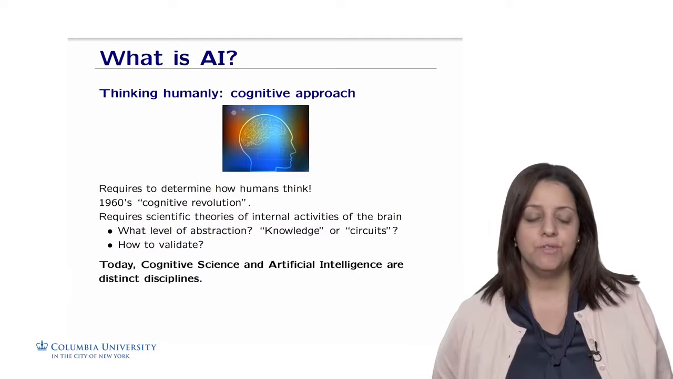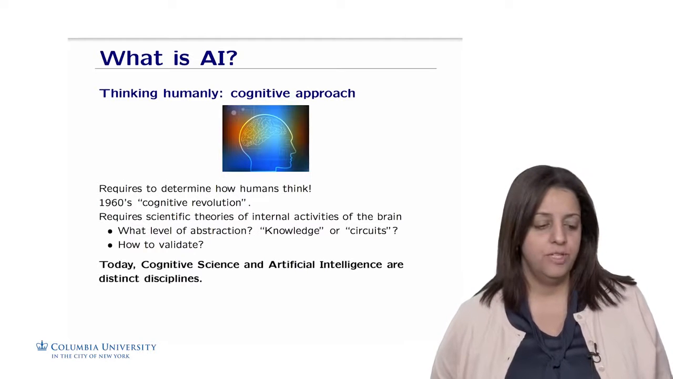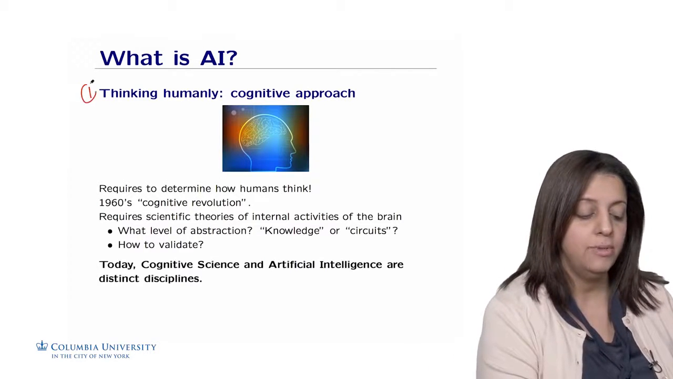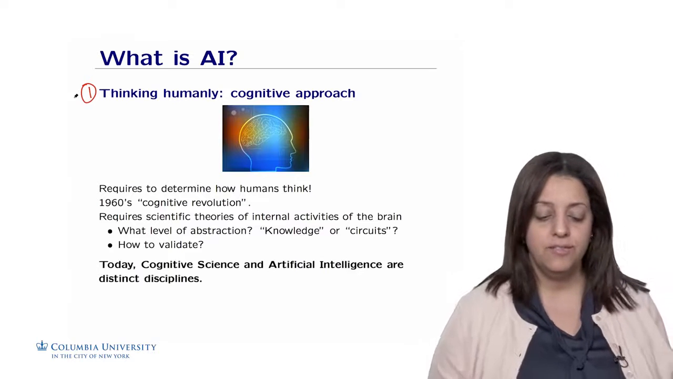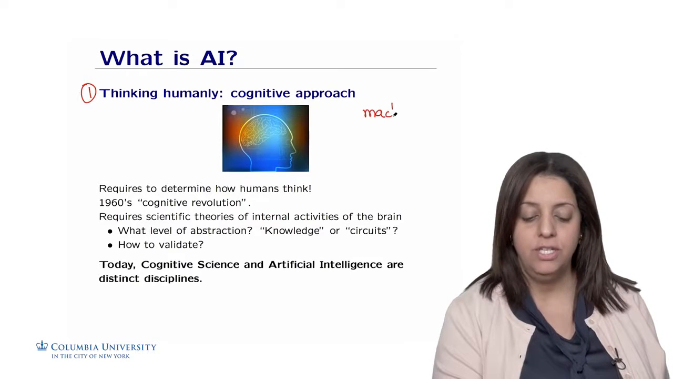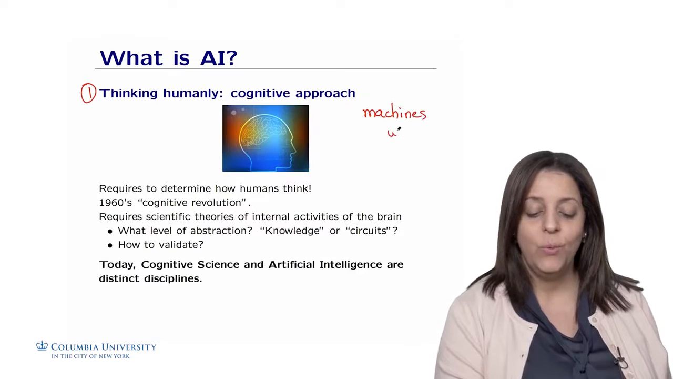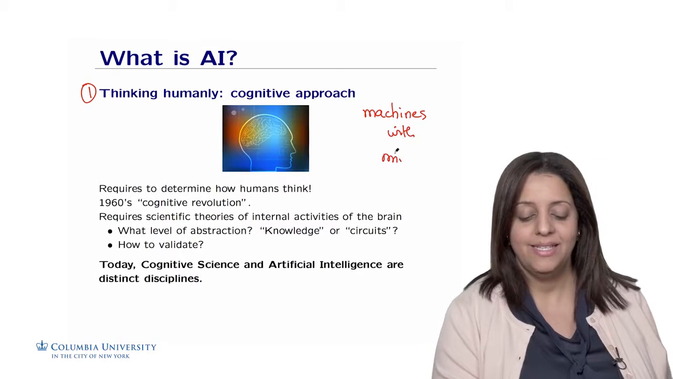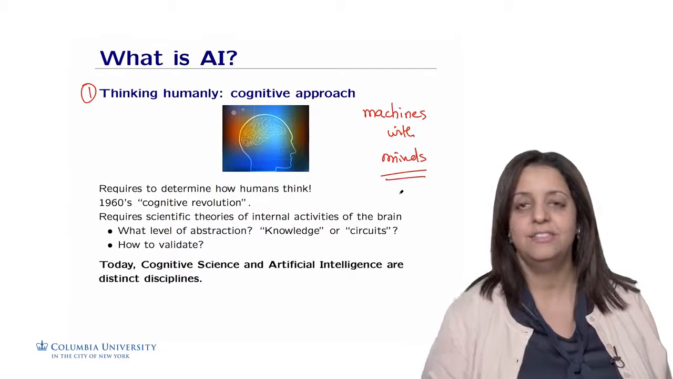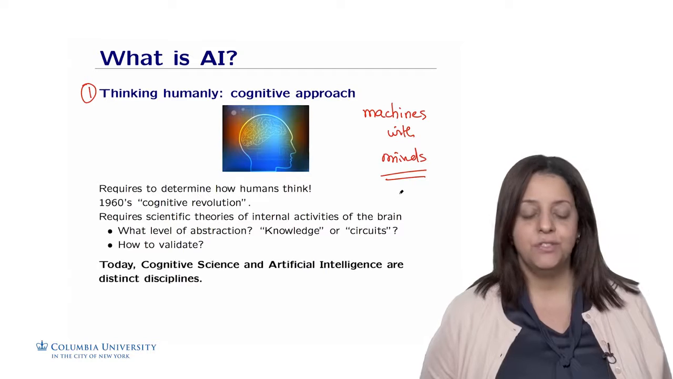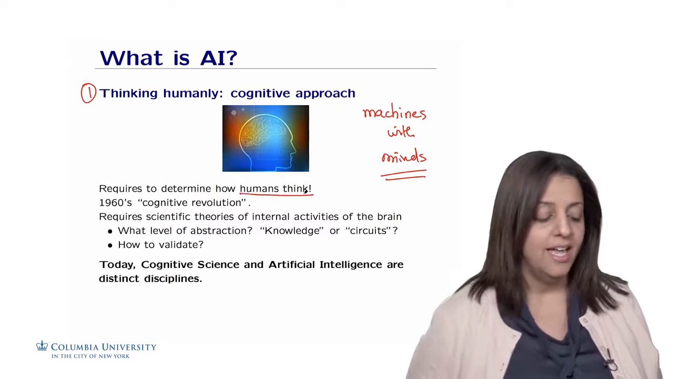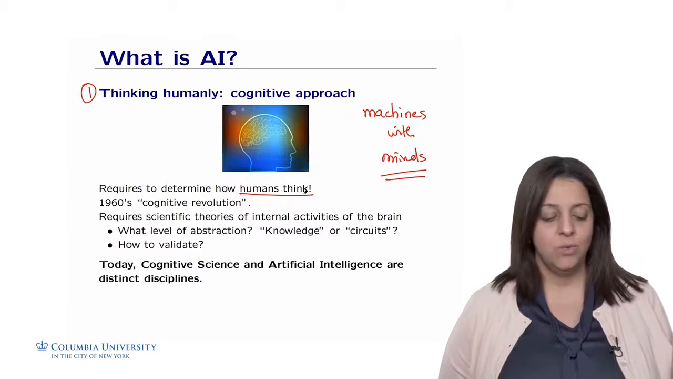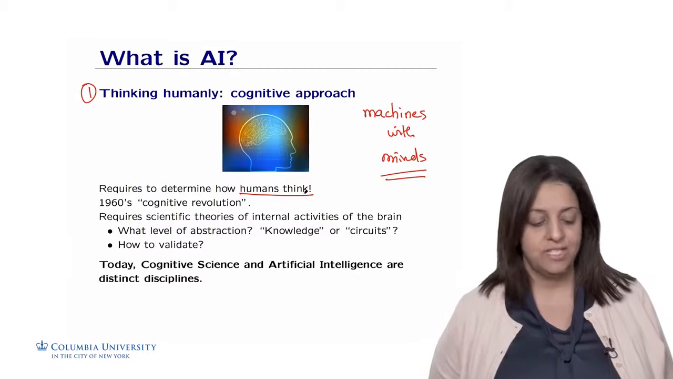So first of all, let's go through these schools of thought individually. The first school is about thinking humanly, also called the cognitive approach, in which we want to design machines with what? With minds, machines that think in the full and literal sense. This requires first to determine how humans think. It was actually in the 60s when this kind of cognitive revolution started.